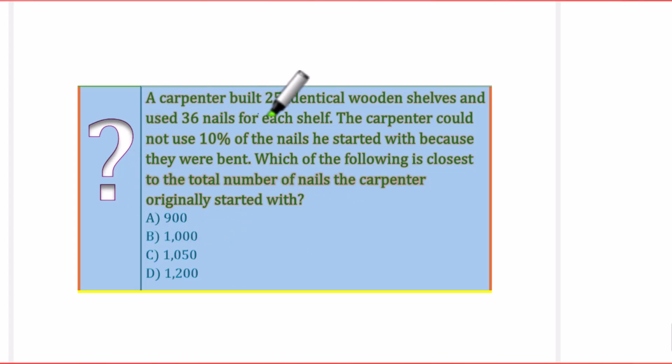A carpenter built 25 identical wooden shelves and used 36 nails for each shelf. The carpenter could not use 10% of the nails he started with because they were bent. Which of the following is closest to the total number of nails the carpenter originally started with? Can you do this one and write your answer in the comment section? I think it is easy since we did a similar question before. So calculate the original number of nails and write the answer in the comment section.